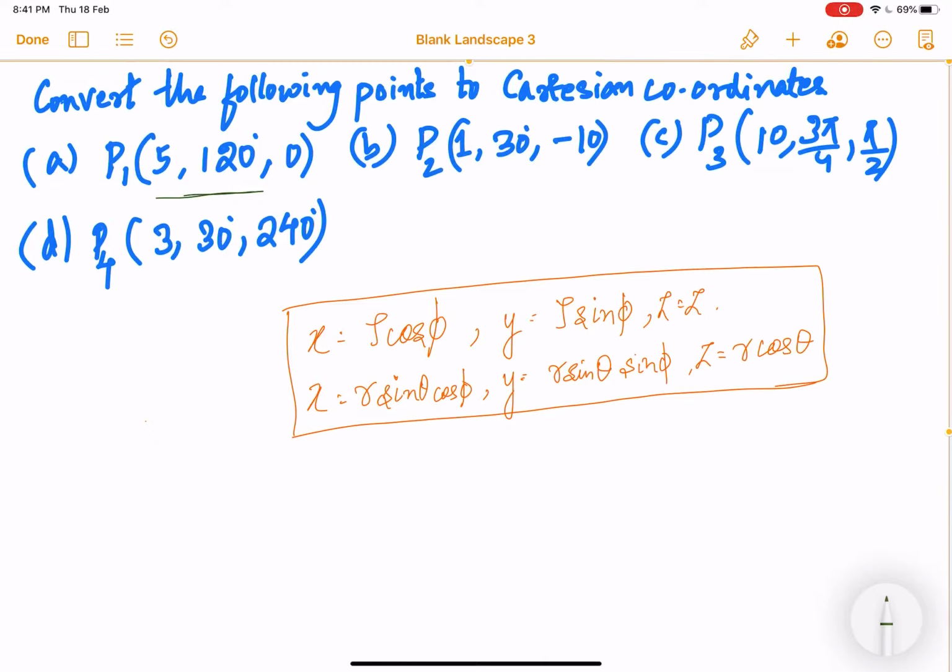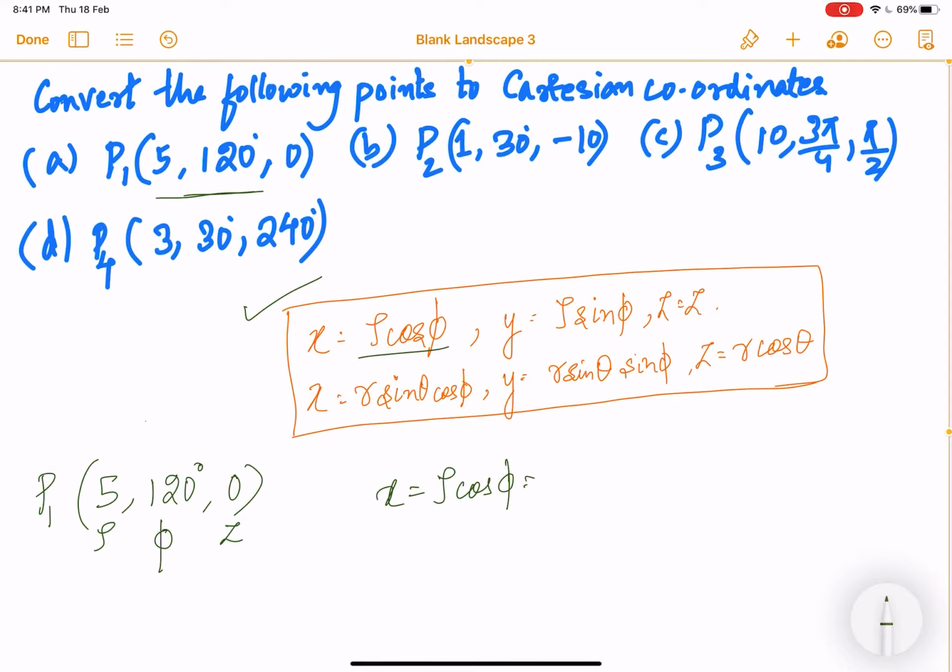First bit is given 5 comma 120 degrees comma 0. That means it's our cylindrical coordinates, that is rho, phi and z. To convert this into Cartesian you need to know all these formulas. See, this x, as you know, is rho cos phi. These are pretty straightforward. You do it yourself. These questions you must solve to increase your practice ability, so that everything is at your fingertips whenever you are about to go further into electromagnetics.